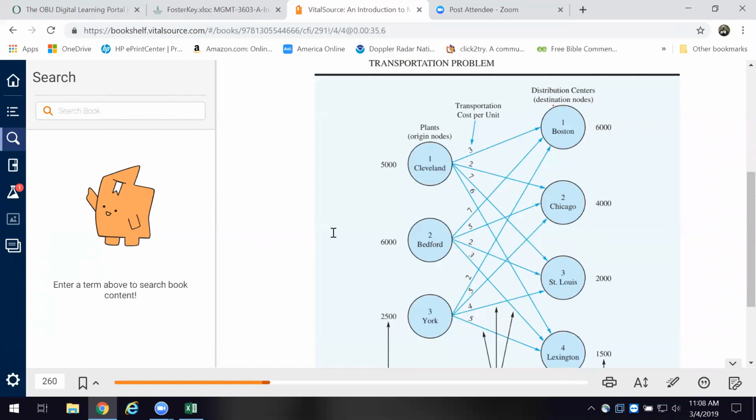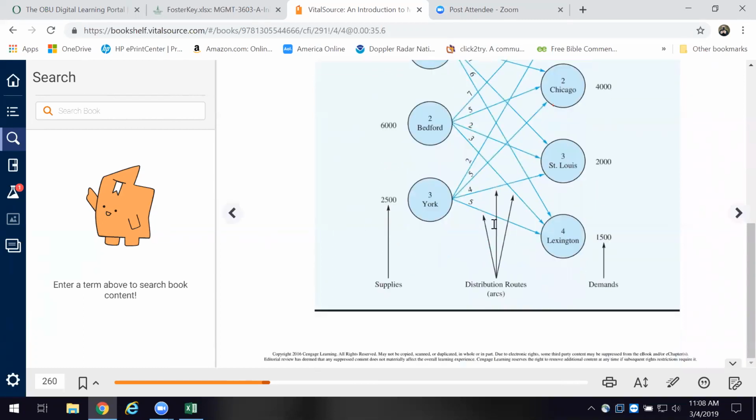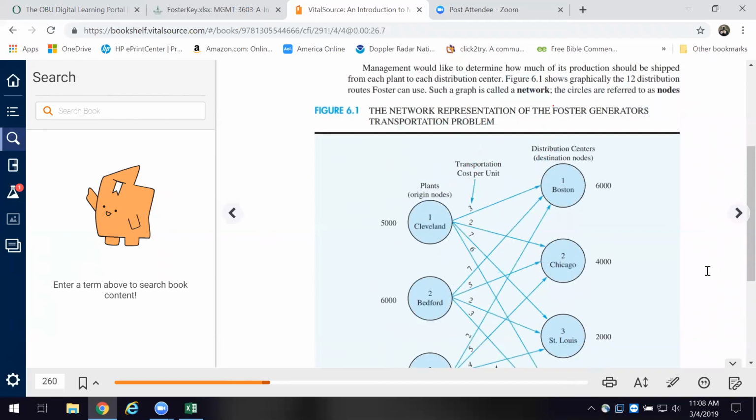Okay? So what you're looking at here is, for example, with Cleveland, for them to send units to Boston, it's $3 per unit. Got it? And you could do notation with these, and one's going to be Cleveland to Boston. And Boston, you see on the other side, has demand. You can see the demand for each of those distribution centers.